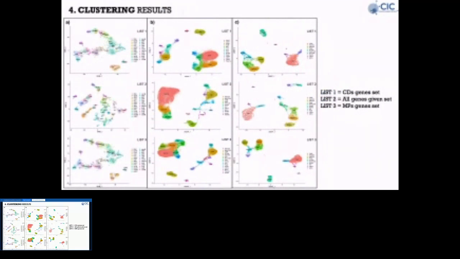Regarding the results, we can see here the clustering results with the three different gene lists and the first three datasets. The key point in this slide is that we always obtain the same major group classification. We have a group with B and plasmatic cells, another group with monocytes and progenitor cells, and the last group with T cells and natural killers.